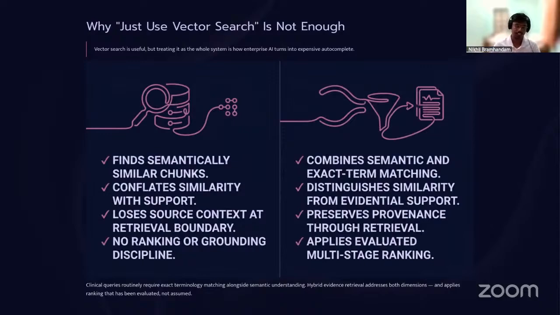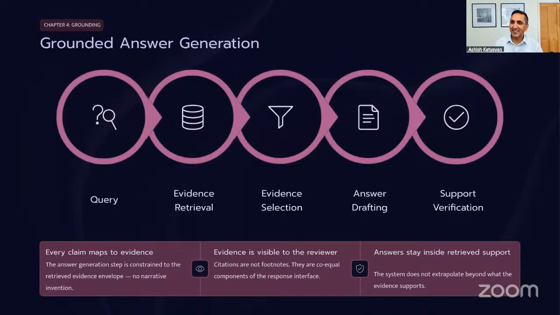And there's also a multi-stage ranking algorithm, but that's a whole topic in itself, right? Yeah, I think we can take that up some other time. Yeah. So this is how the workflow goes. User asks something, the evidence is retrieved, the evidence is selected, answer is drafted, and the support validation is done.